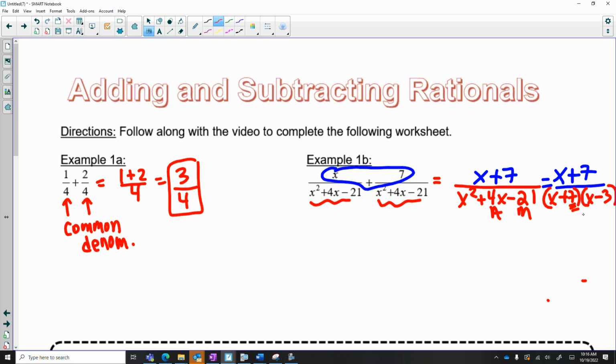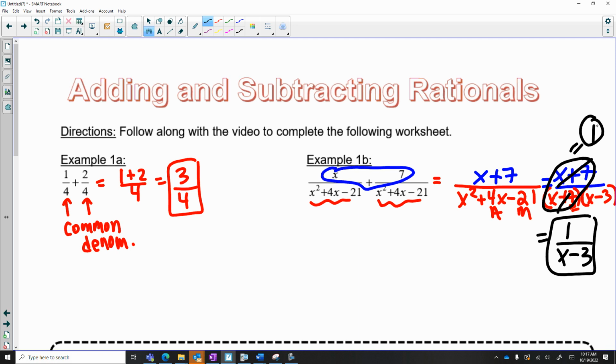So now, once we have this factored, we're allowed to reduce anything that equals 1. So you see here that we have x plus 7 over x plus 7. Anything divided by itself equals 1. So make sure you put that 1 in there and you don't just cross them out and not write anything, because the final answer is going to be 1 on the top in the numerator over x minus 3. Okay, so keep in mind that the x plus 7 over x plus 7 became 1, and we need to write that 1 in. If you don't write the 1 in, it's just going to be x minus 3, which is incorrect.